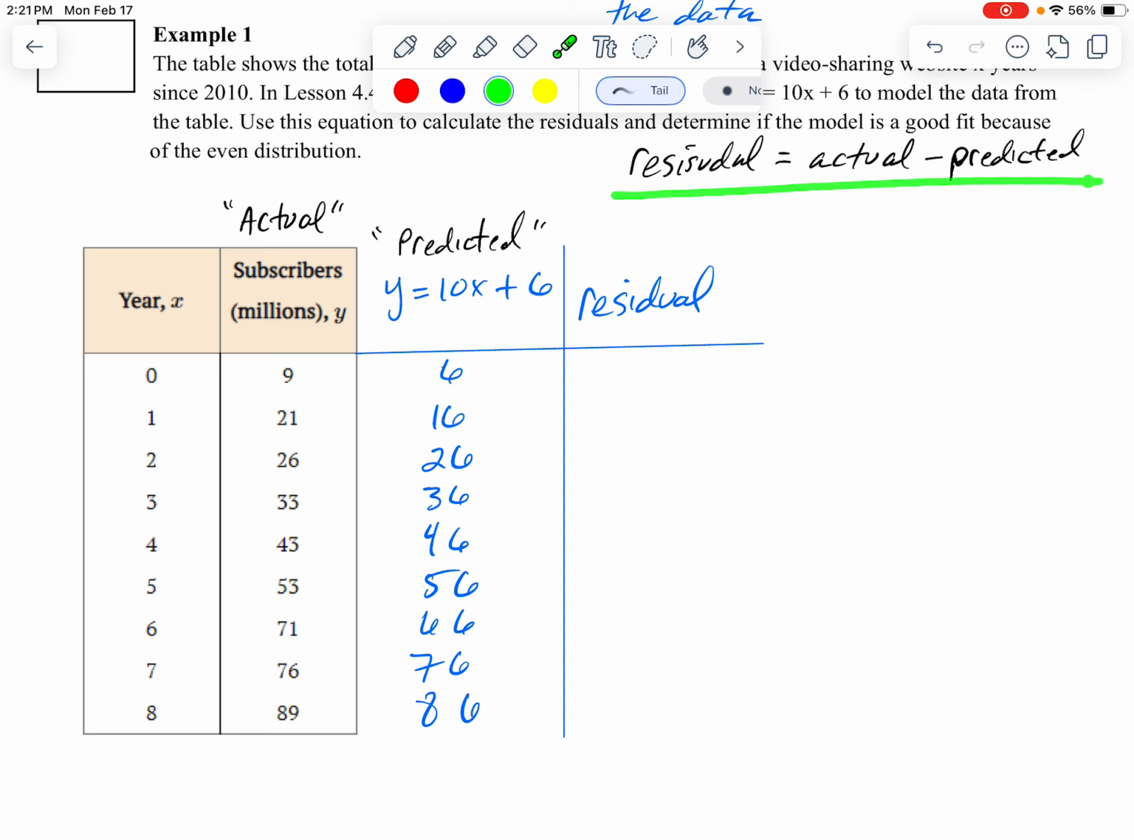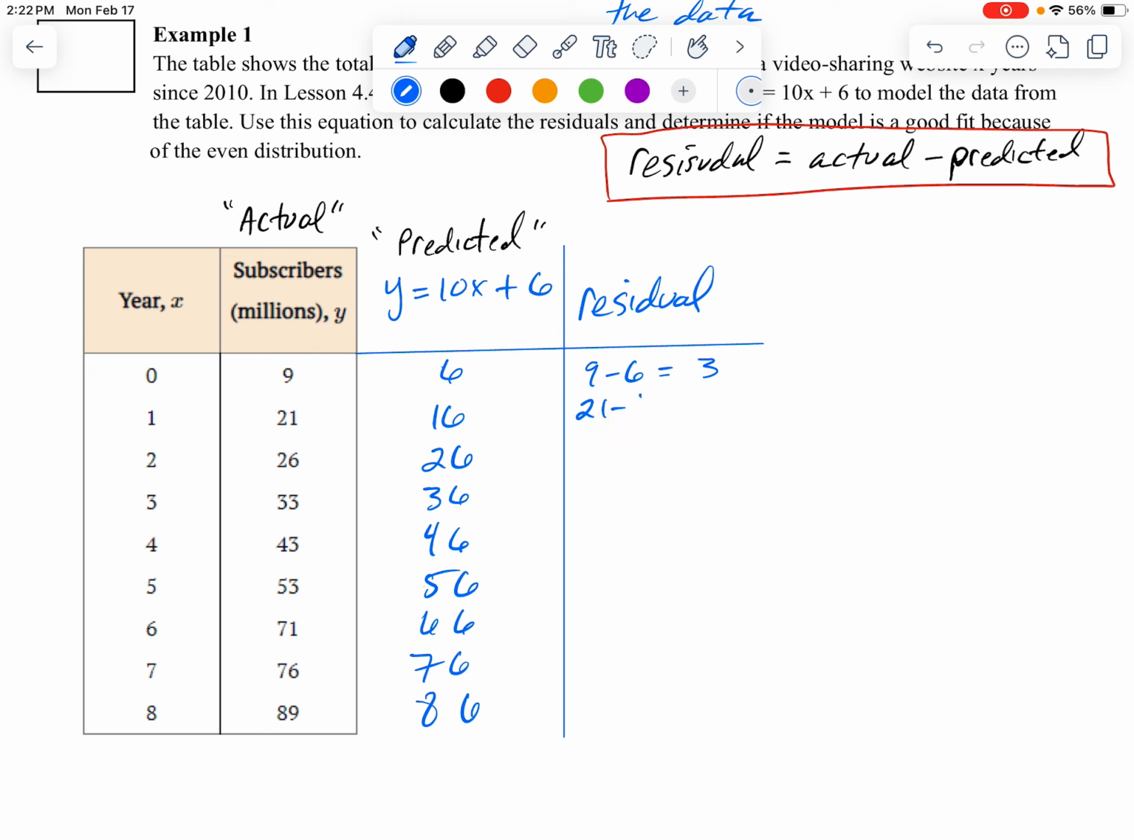As we said, actual minus predicted. So in this very top one, we would end up with 9 minus 6, which is 3. In the next one, we have 21 minus 16, which is 5. I'm not going to write this out for everyone because I think you should see where this is going. I'm just subtracting across like this, actual minus predicted, actual minus predicted. And here are the values that you should get.